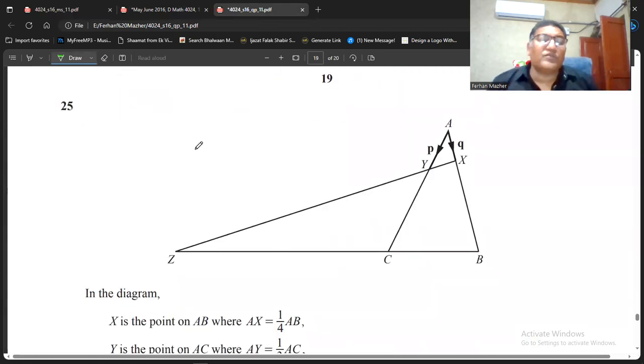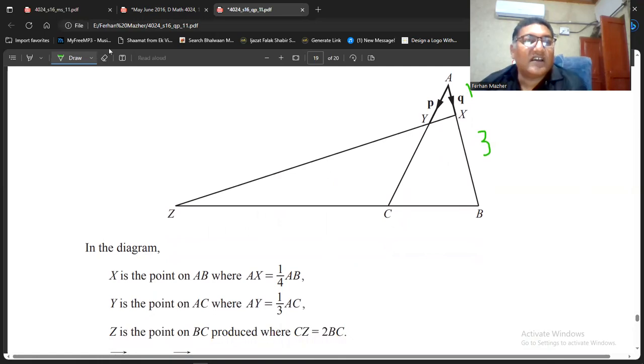The next question is question number 25. It says, in the diagram, X is the point on AB such that AX is 1 by 4 of AB. So this is 1, and the AB, the whole thing, is 4. So this portion will be how much? 3. So this whole thing is 4.